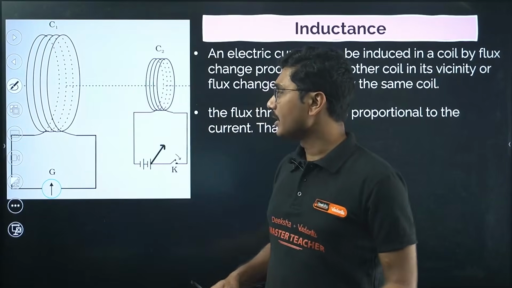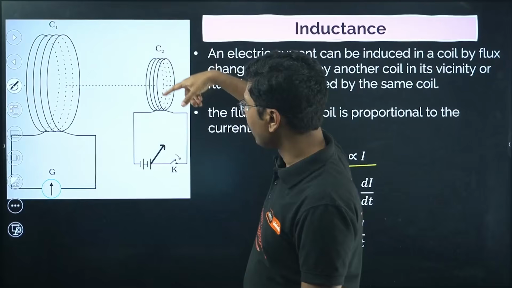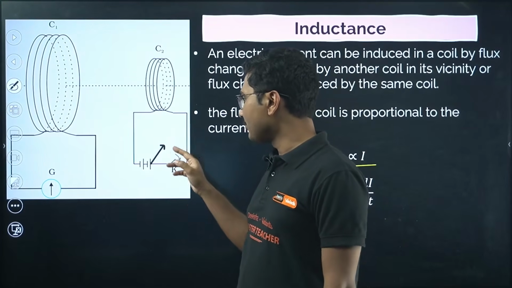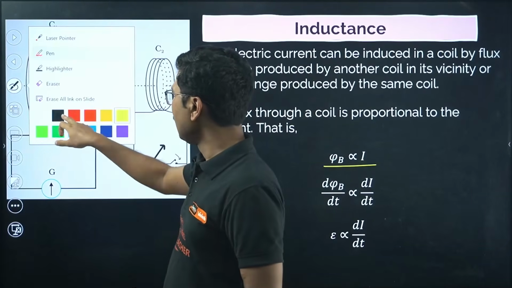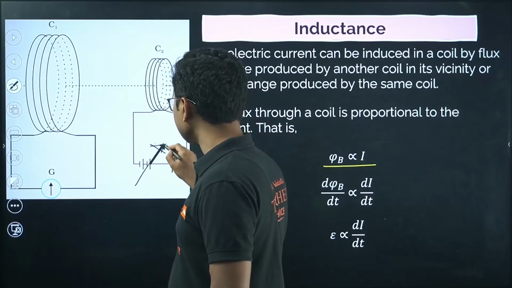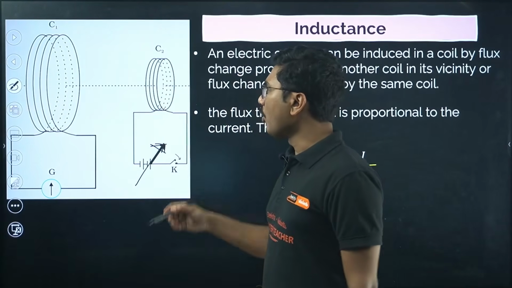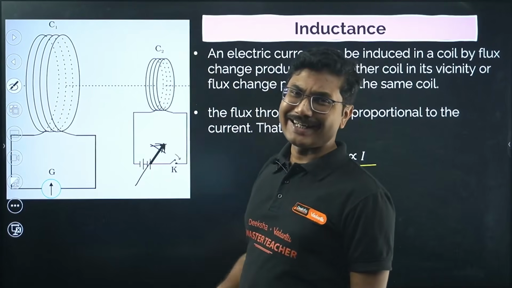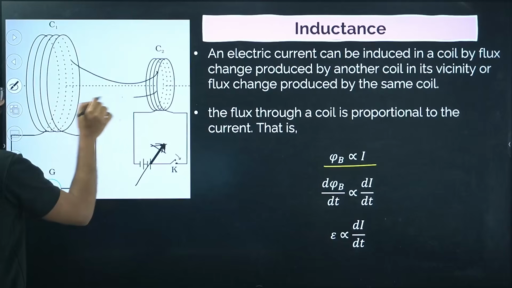So let us understand. We have one coil over here, another coil over here. Now in this coil I am changing the current, by changing the rheostat. By changing the rheostat, we are changing the current that is linked with this coil. They are not moving against each other. The only thing we are doing is changing the current through this, and because there is a changing current, a magnetic field will be produced by this coil.